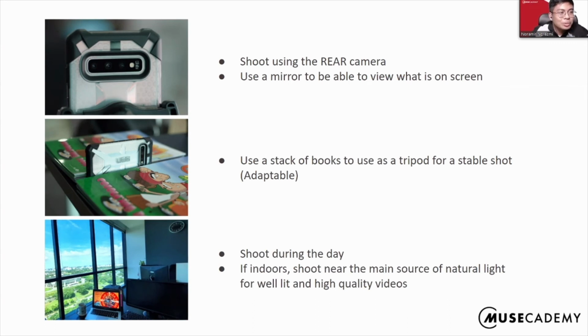I would suggest using the rear camera, which is the camera on the back, not on the screen side, because generally the camera on the back is better quality than the front one. Let's say you're shooting yourself with the rear camera. How are you supposed to see yourself? If you can, grab a mirror and put it in front of the screen so you can see yourself. Now you're wondering, let's say you don't have a phone tripod, we can use a stack of books as a tripod for a stable shot, as you can see here in my example.